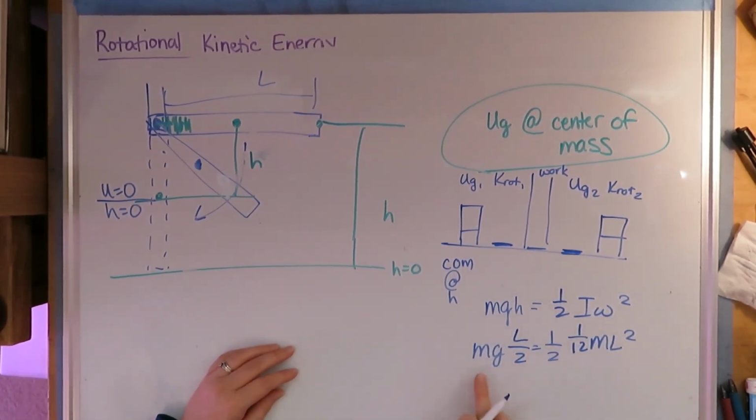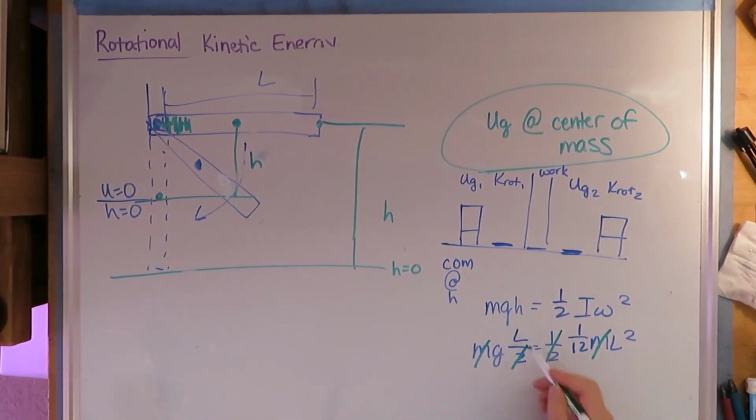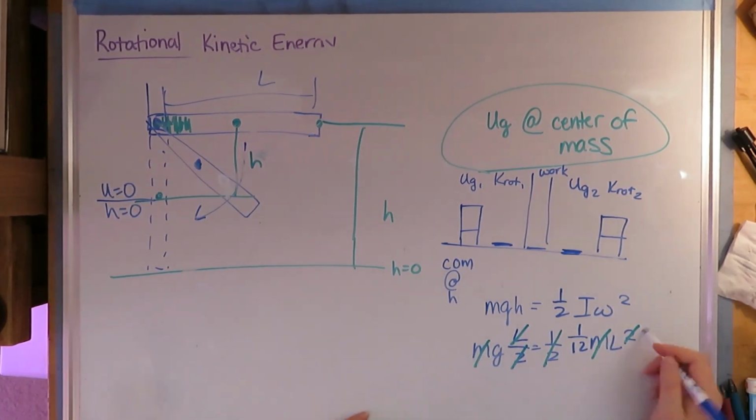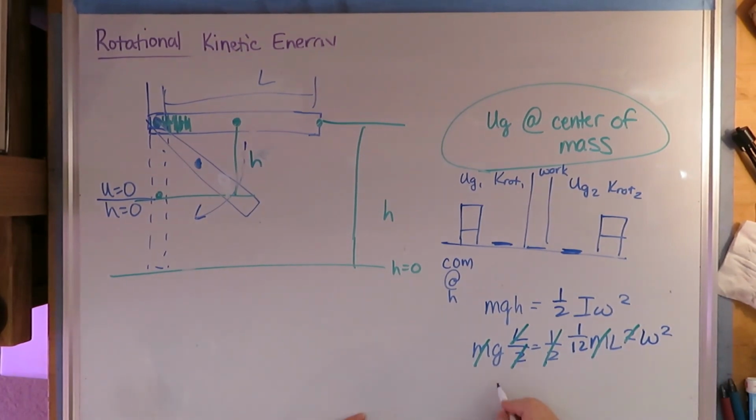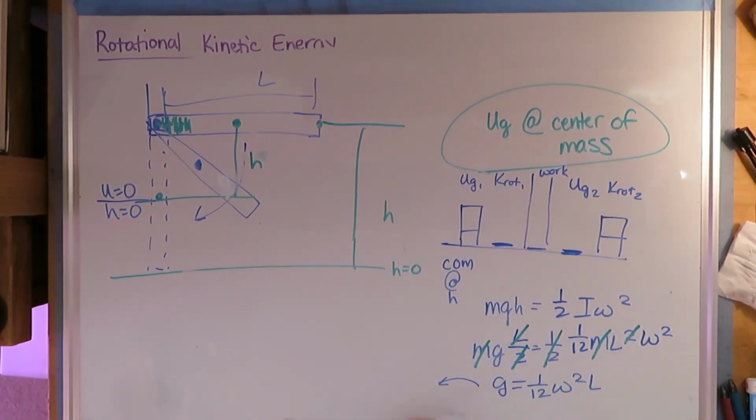So I'm going to get mg L over 2 equals 1/2 times 1/12 ml squared times omega squared. You'll notice that mass cancels out. And actually this half will cancel that half. One of these L's is going to cancel. And you'll get that G is equal to 1/12 L omega squared. So then if I solve for omega, omega is going to be the square root of 12g over L. So you can see that if this rod was longer, then I would end up with a smaller angular speed. That's what you would get.